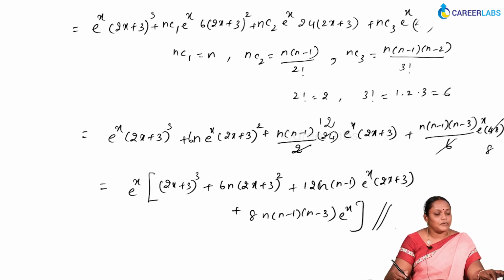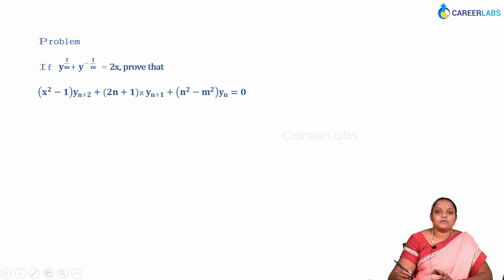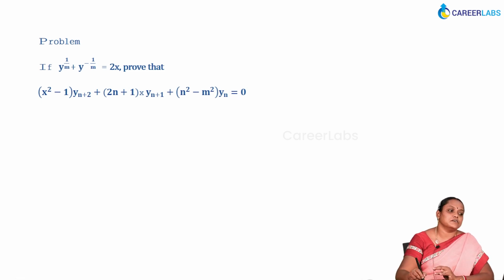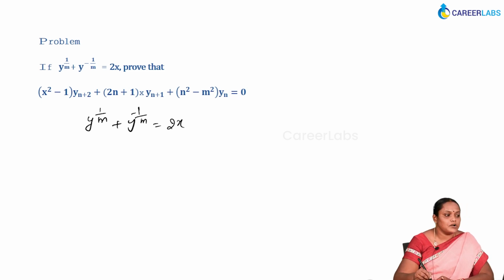Okay. So now we will move on to the next problem. So if y to the power 1 by m plus y to the power minus 1 by m is equal to 2x, and we are supposed to prove that this is equivalent to 0. So now let us start with the given question, that is y to the power 1 by m plus y to the power minus 1 by m is equal to 2x. This is what they have given.